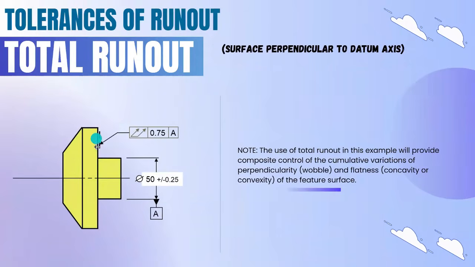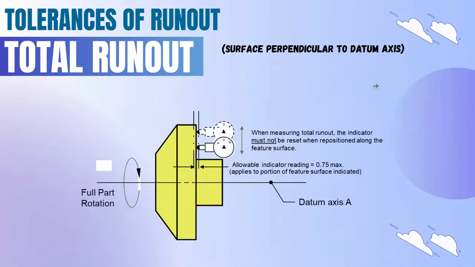This is the scenario where they have asked for plane total runout. It is also called axial runout. Here this is the datum. The datum will be arrested in a chuck, and then the part is set to rotate 360 degrees. Here the dial has been placed on this plane, and the flatness form will be considered.